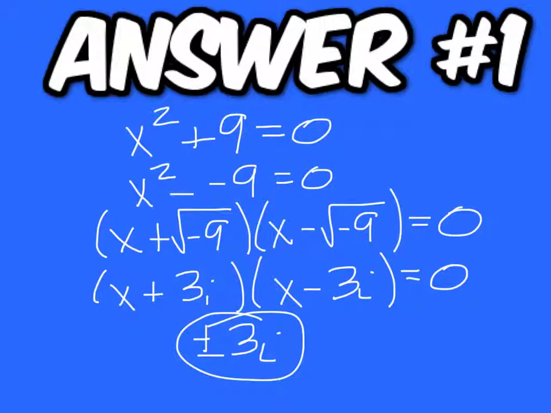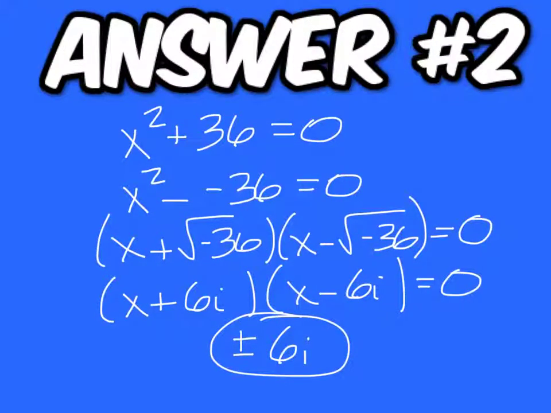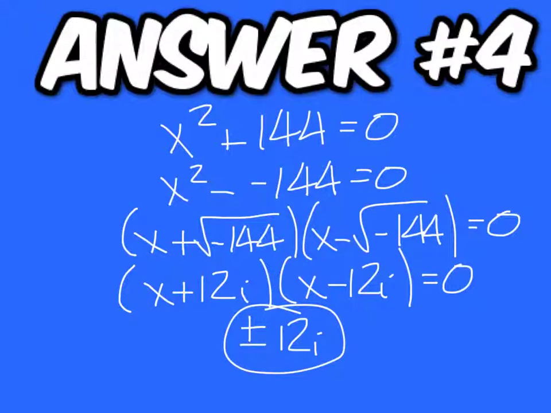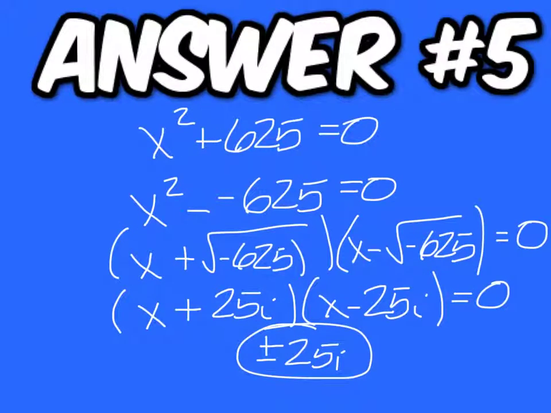Number 1 is plus or minus 3i. You must have the plus or minus. 2 is plus or minus 6i. 3 is plus or minus 9i. 4 is plus or minus 12i. 5 is plus or minus 25i.